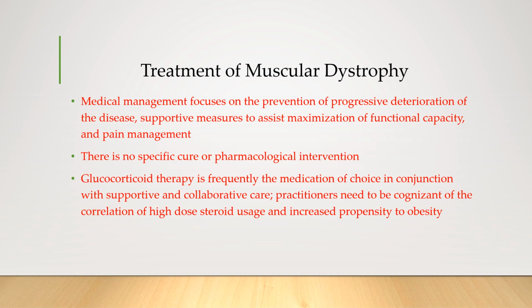So, treatment of muscular dystrophy. Medical management focuses on the prevention of the progressive deterioration of the disease. So, supportive measures to assist maximization of functional capacity and pain management. There is no specific cure or pharmacological intervention. What does this mean? This just means that we are going to treat the symptomology and perform nursing interventions as the situations arise.